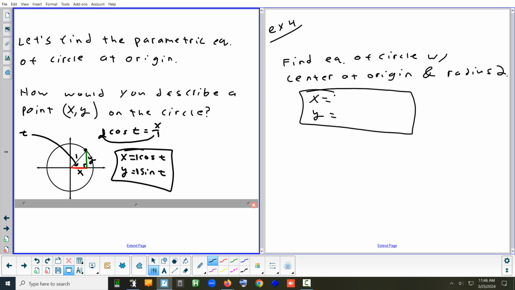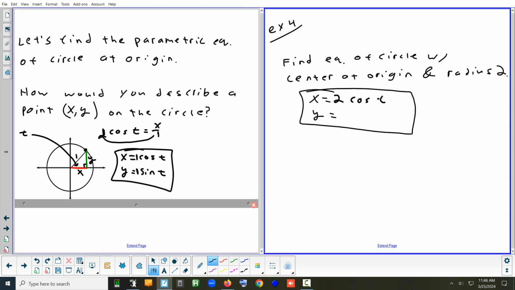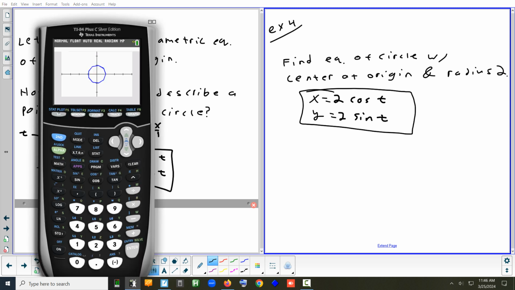2 cosine t and 2 sine t. So if you type that in, 2 and 2, change your t step so it looks nice and smooth. There you go, a circle. You can see it tracing over itself that time, because I forgot to change it back to 0 to 2 pi.